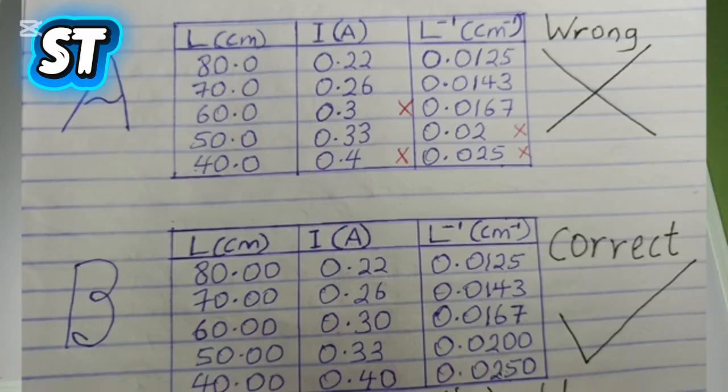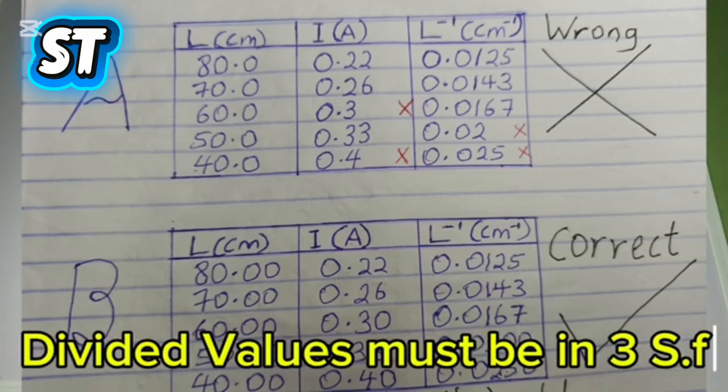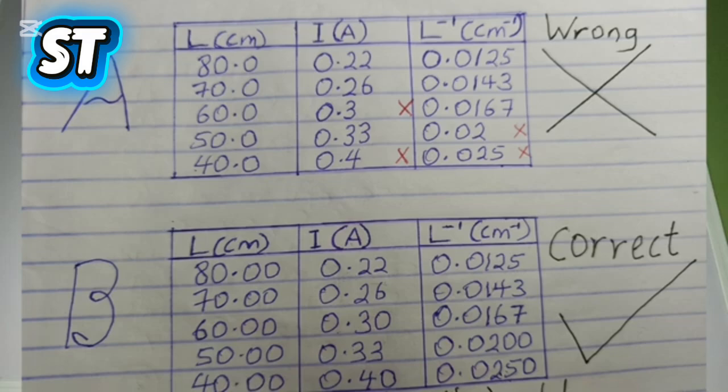Let's look at the third column now, where we have the reciprocal of our L, which is a length. Whenever you divide any value in practical physics, let it always be in 3 significant figures. It's a rule that you have to follow. Look at the first one, 0.0125. That 125 is the 3 significant figures. But going down, you will see 0.0143, 0.0167, 0.02, and 0.025. That 0.02 is 1 significant figure, unlike the others that are 3. And 0.025 is 2 significant figures.